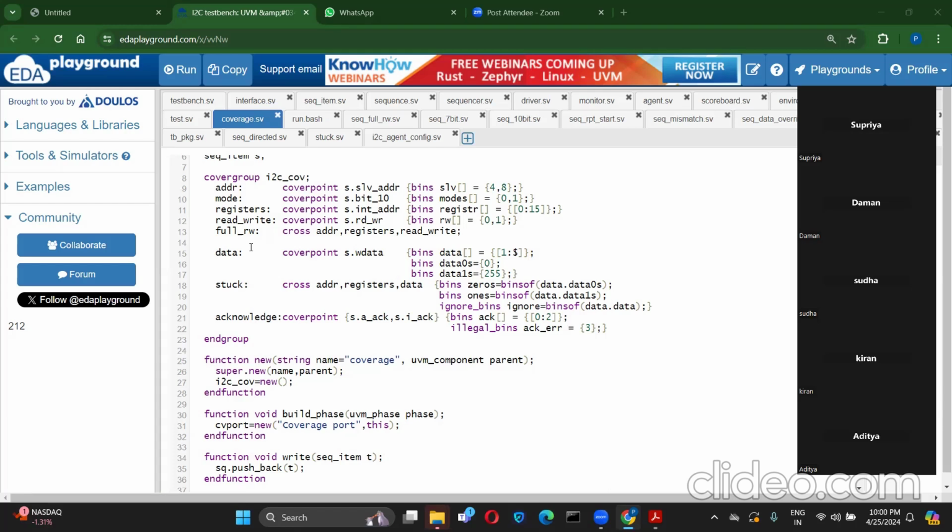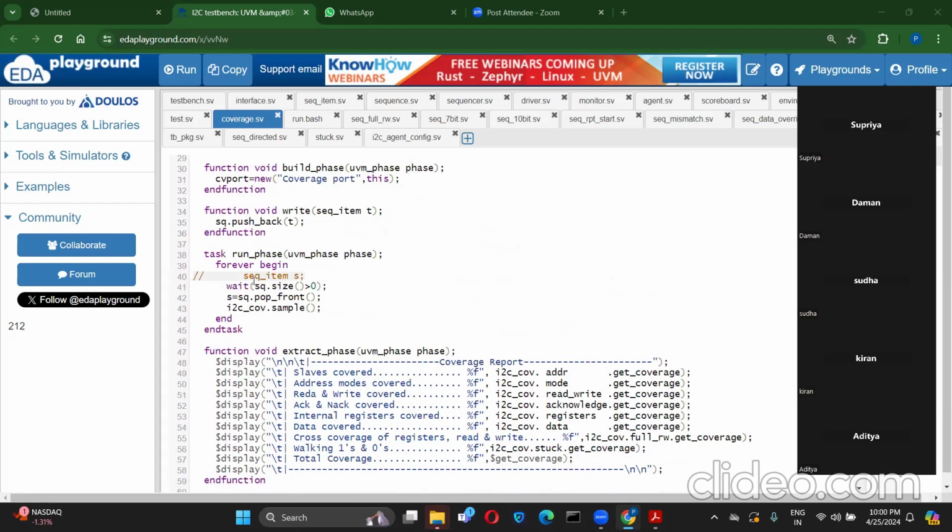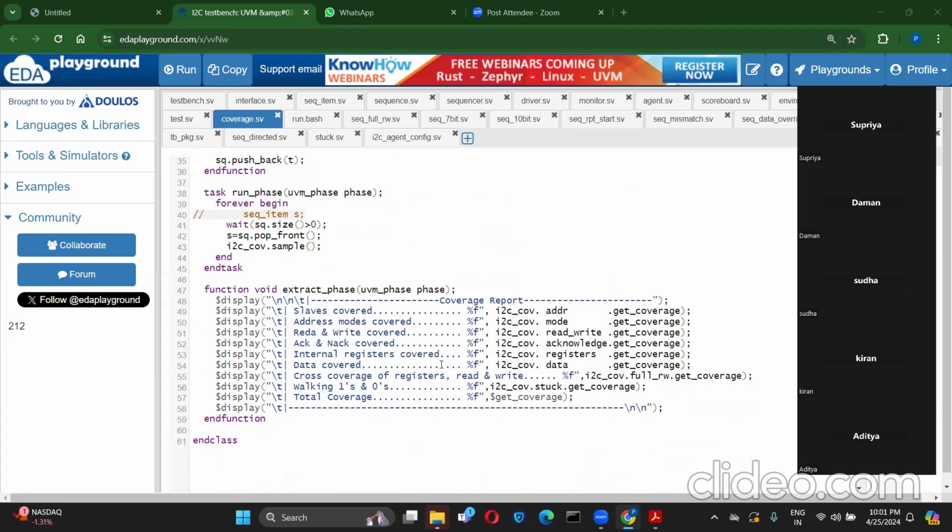Bins means all the bins in that particular cover point will come. So that is the difference. Okay, and then in run phase, we can sample that coverage. We will be creating the instance of the coverage, right, so that we can sample it here. So this is the display to check here itself. Usually the tool will be there, through which we can check.